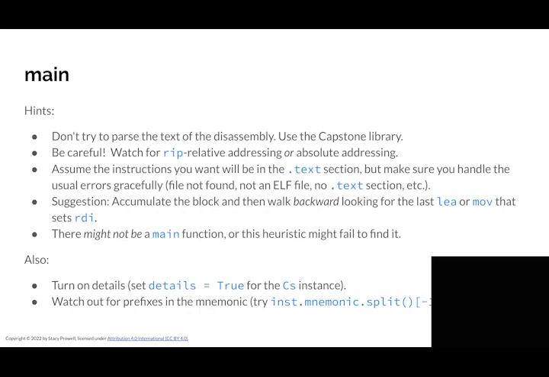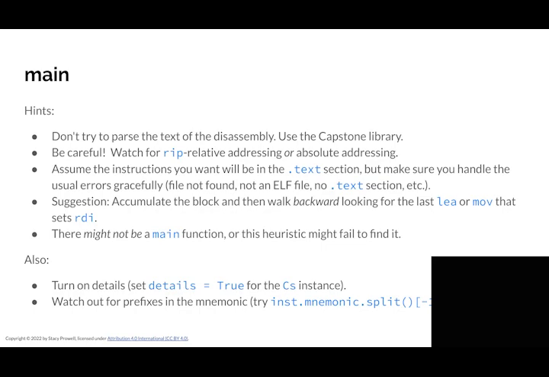Watch out for RIP relative addressing or absolute addressing, right? Look for LEA in main, where the target is RIP, and then you'll look to the value and you'll figure that out. Now, for figuring out the RIP relative addressing, be aware the address of the instruction you're looking at is not the address of RIP. RIP is the address of the next instruction. So you should add the length of the current instruction to the instruction's address to get the correct value for RIP, and then add the offset.